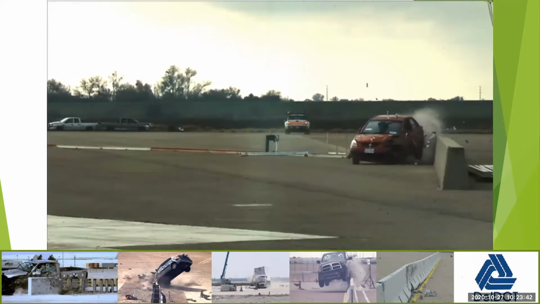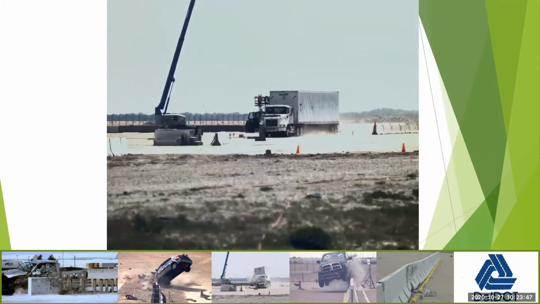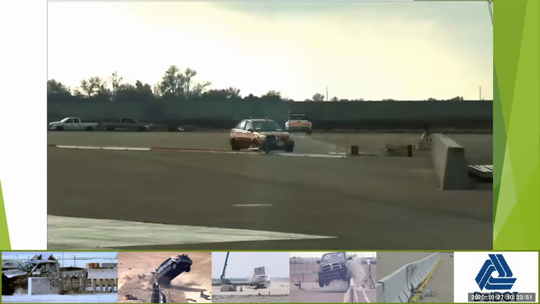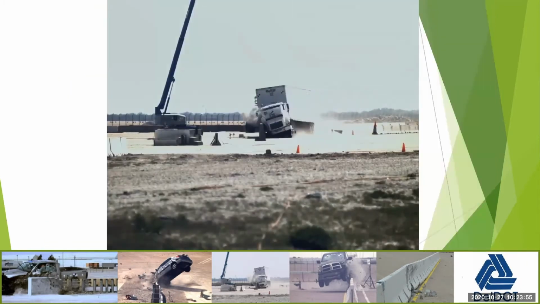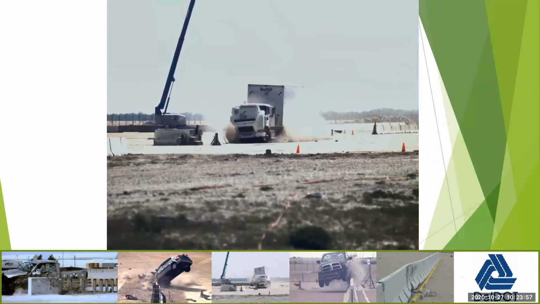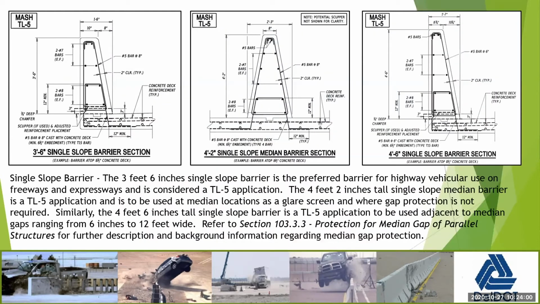So on higher speed facilities, where cars are probably going faster than the speed at which the crash test is performed, 62 miles per hour, it kind of makes sense to try to limit the rollover potential. And just because it's cool, this is a TL5 test of a tractor trailer hitting a single slope barrier. Gotta love that.